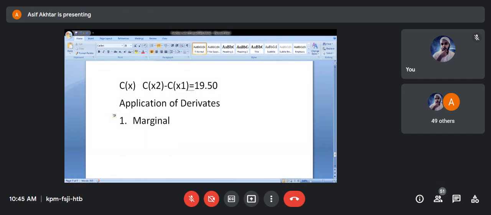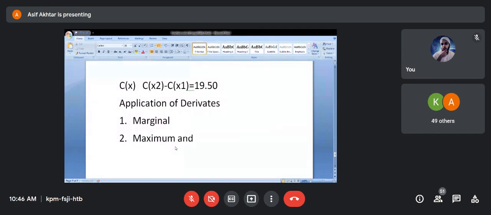So I hope my Word file is visible to all of you. I'm talking about the applications of derivative, where the first one is marginality, which I have discussed with you. Let me focus on another important area, which we call maximization, that is calculating the maximum value.